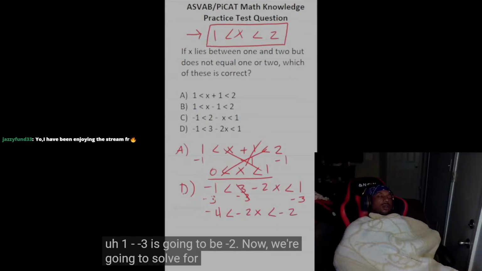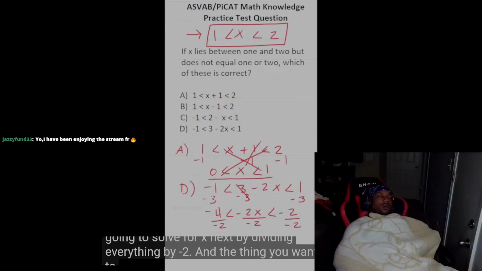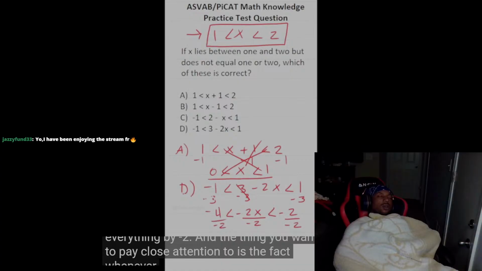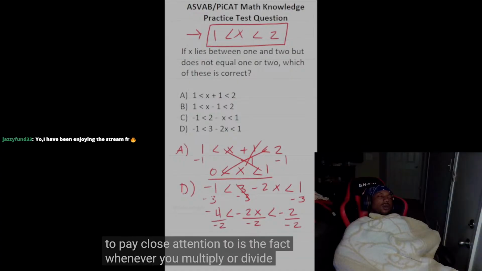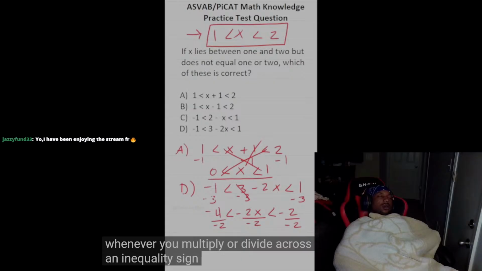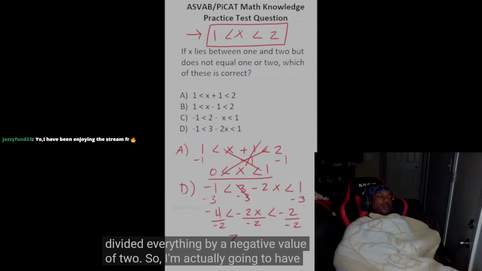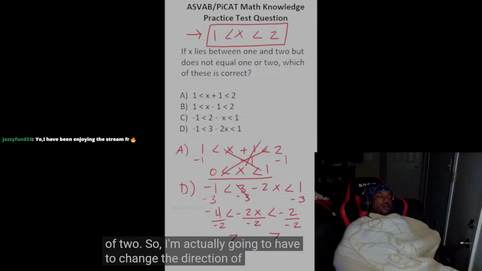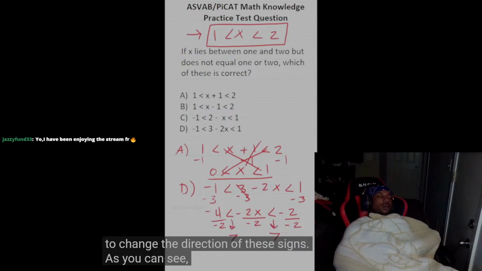Now we're going to solve for x next by dividing everything by negative 2. And the thing you want to pay close attention to is the fact whenever you multiply or divide across an inequality sign by a negative value, that's going to prompt you to change the direction of the sign. In this case, I divided everything by a negative value of 2. So I'm actually going to have to change the direction of these signs, as you can see.